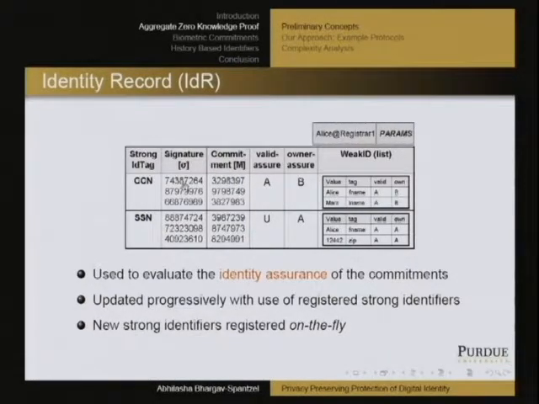Note that the registrar never has the value of these strong identifiers in clear. It doesn't know the credit card number, it doesn't know the social security number, but they are just stored in this particular form so that the user can prove ownership of later. And also, along with these commitments is stored the assurance that I'm sure that this particular identifier is valid or not, that is validity assurance, and then the ownership assurance, which talks about how sure am I that you actually own this attribute that you're claiming. Okay?